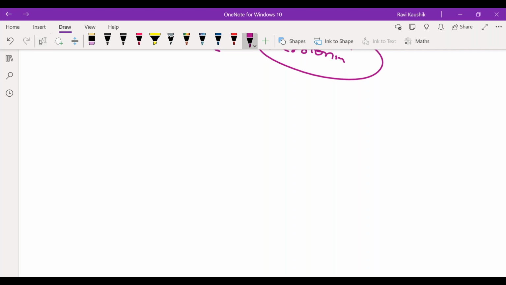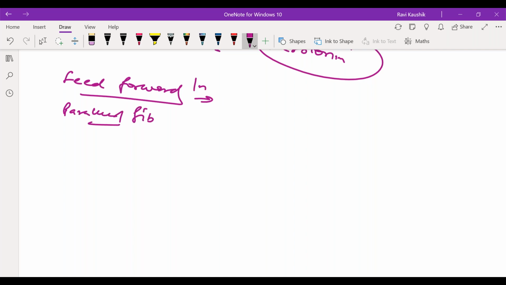Also, there is another type of inhibition which is known as feed forward inhibition. This is again a very important type of inhibition. And in feed forward inhibition, what is seen? Feed forward inhibition is seen in the cerebellum. Okay, so in the cerebellum, what is happening in the feed forward inhibition? The parallel fibers which are there. First point, right?